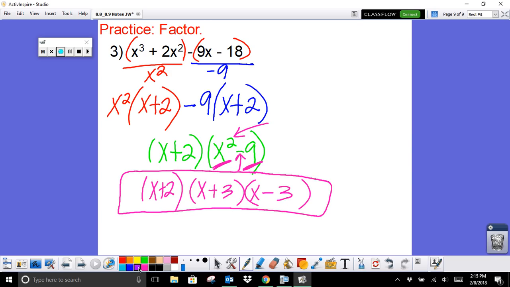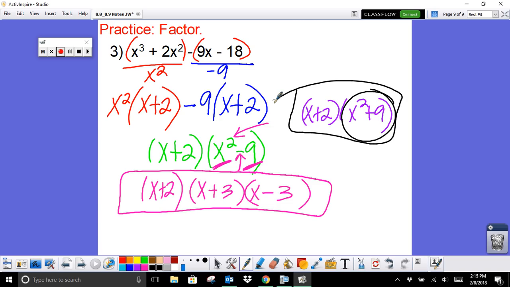Now let me tell you this real quick. If this would have come down to x plus 2 and x squared plus 9, you would now look at this binomial right here and ask yourself, is it a difference of squares? That is not a difference of squares. And if that's the case, that would be your answer. Because that cannot be factored down anymore. But you always have to check to see if those squares can be factored anymore.